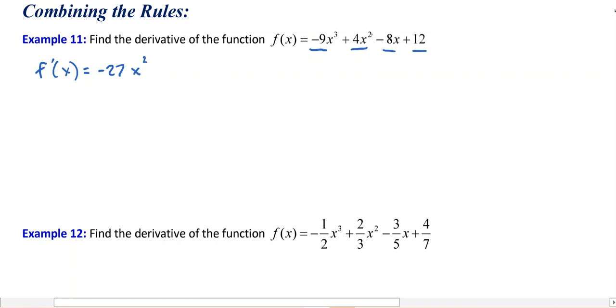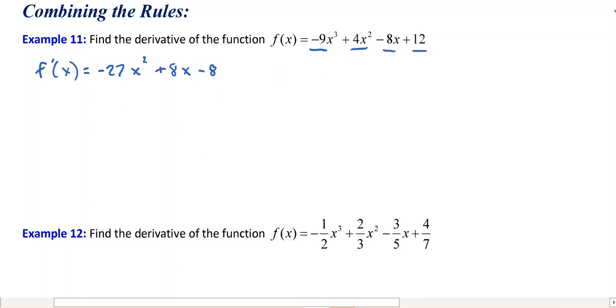In the second term, 2 gets multiplied to the 4, and we have 8 times x to the 2 minus 1, or 1 power. Negative 8x, again, it's the constant multiple rule combined with the power rule. And a constant times x is simply going to be the constant. And then the rule for a constant is the derivative of a constant is 0. So we're done. This is the derivative.